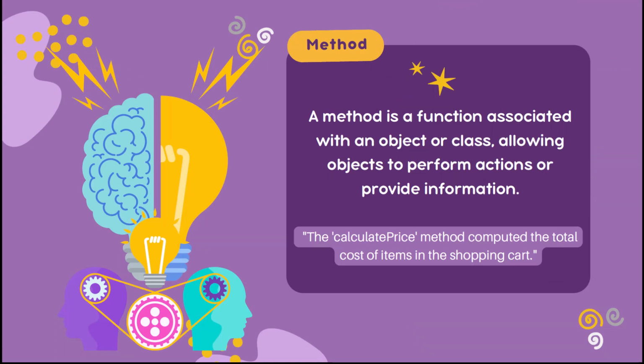Method. A method is a function associated with an object or class, allowing objects to perform actions or provide information. Example: the calculate price method computed the total cost of items in the shopping cart.